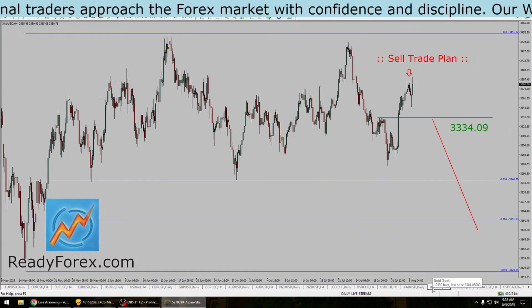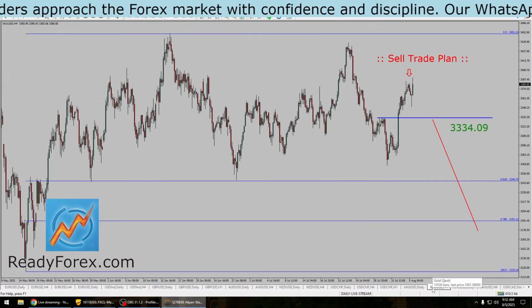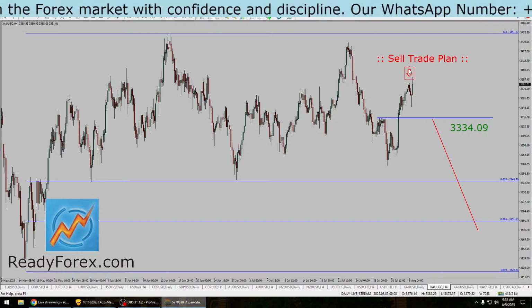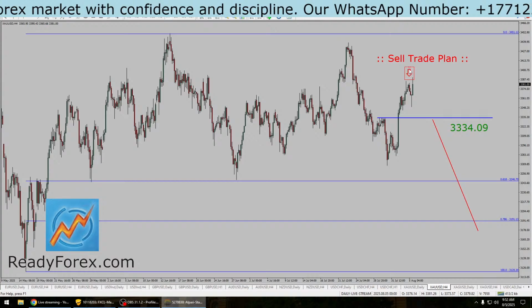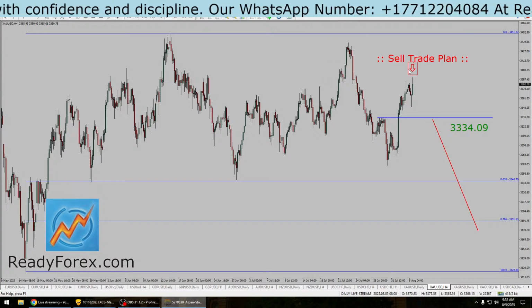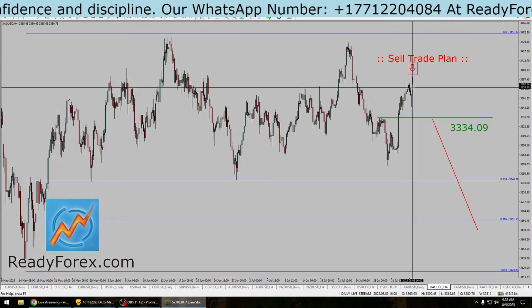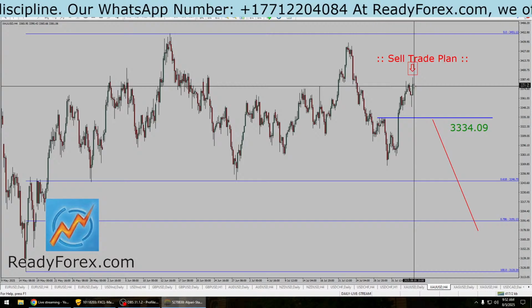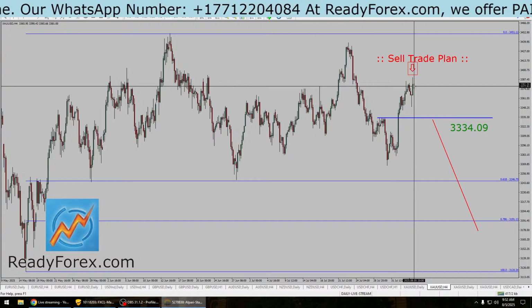Let us take a look at a smaller time frame, like a 4-hour chart. So you see, so far price action just keeps spiking up over here. The sell trade plan is up there, but the way the market is behaving, it is probably not going to provide us any kind of sell trade setup over here.